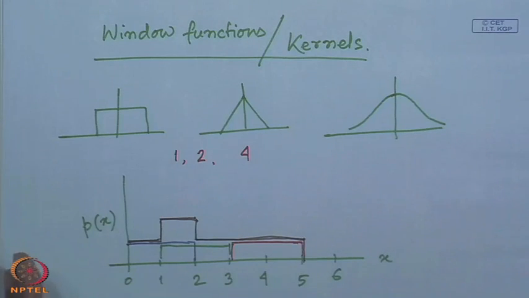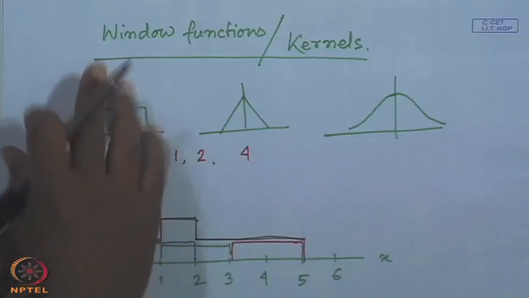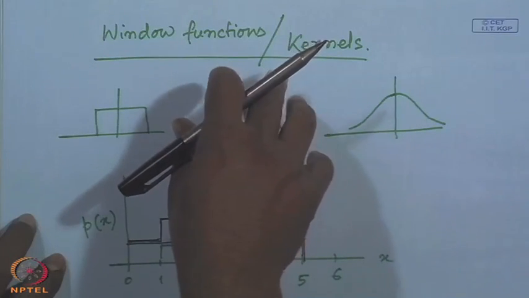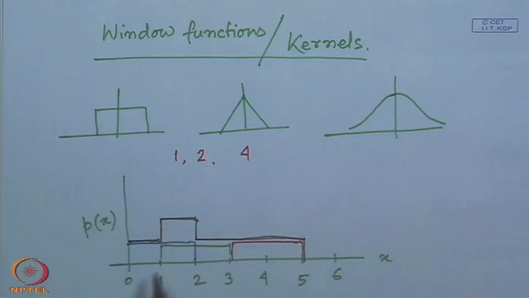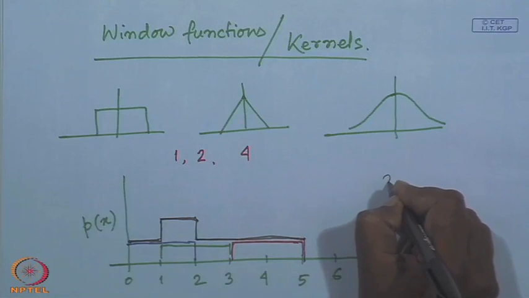Right now what we have done is something visual. In the next class, we will talk about how to estimate the probability density function if I use, instead of a rectangular window, a triangular window or some other window. We will also find analytically how we can estimate, given these different samples, 1 to 4 or something like this, and given the kind of window function that you are going to use, the probability density at an unknown location x.